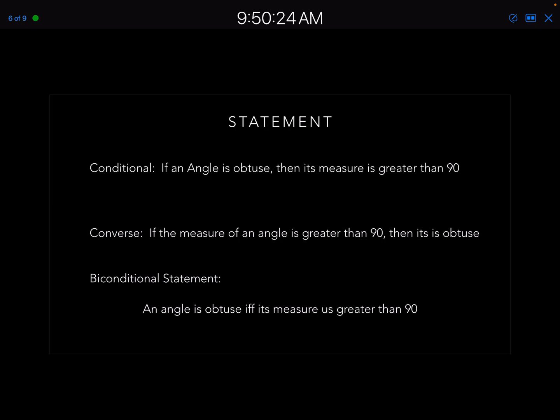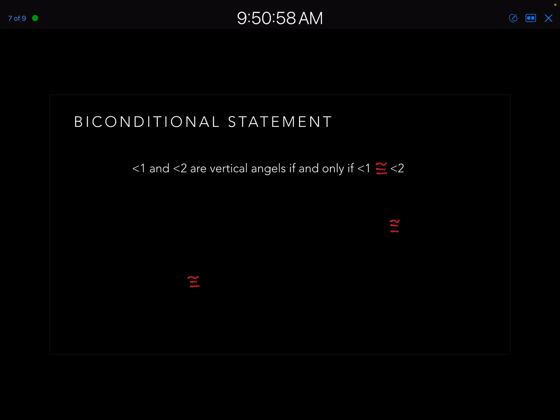Or you could have written, if an angle's measure is greater than 90 degrees, then it's an obtuse angle. Why can't I write it in reverse? The measure of an angle is greater than 90 degrees if and only if it is obtuse. There it is. That's way too much wording. Math teacher. Oh, that's funny.